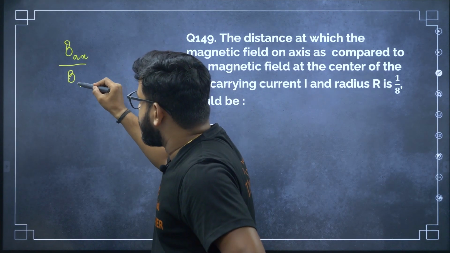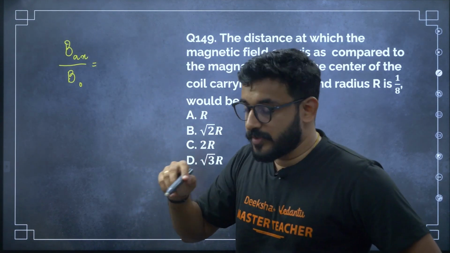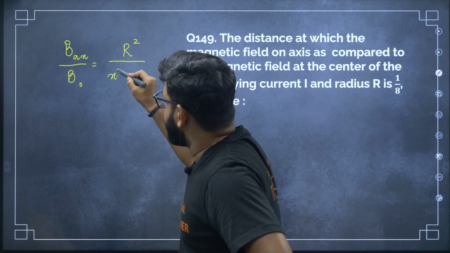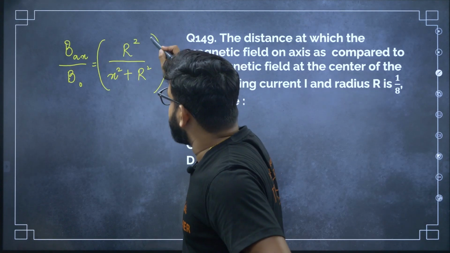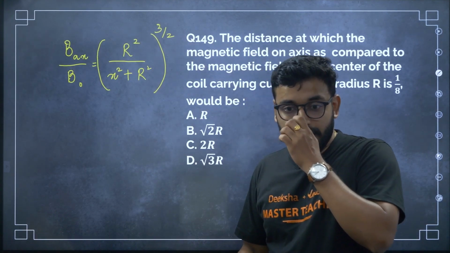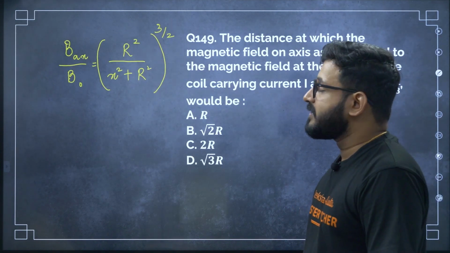Magnetic field at the axis with respect to the magnetic field at the center. Now this ratio is given as r square by (x square plus r square) whole power 3 by 2. Now this is the formula. It's a very important formula. Please keep it in mind. R square by x square plus r square.